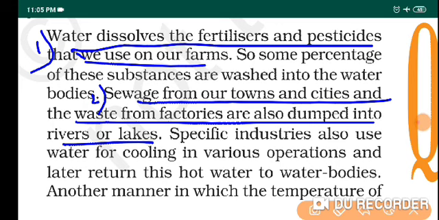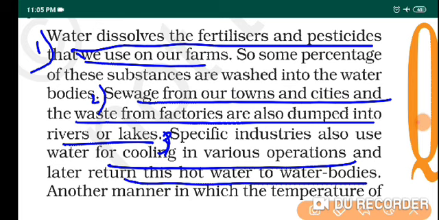Okay, then specific industries use water for cooling their machinery operations. Their machinery operations are cooled by the water, isn't it? So that used water, that hot water, is then let out into the water bodies. Clear?